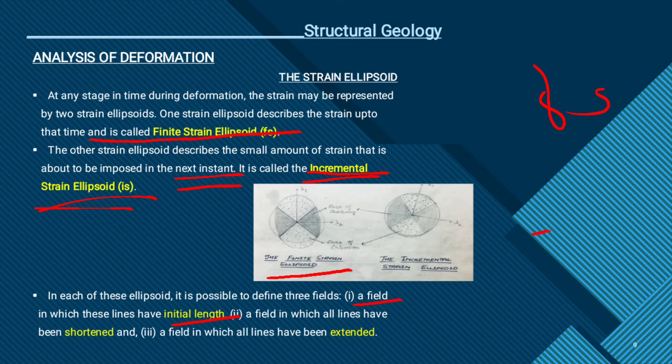Here is shortening, and here you can see that there is an extension. The first is this pair, it gets shortened. The bigger one is the undeformed one, and it gets shortened, and this is the deformed one. This is the original one.